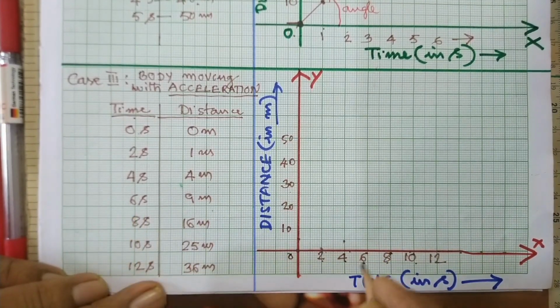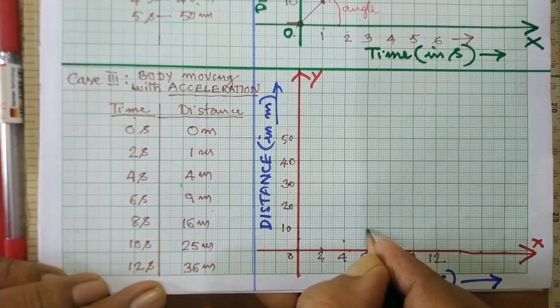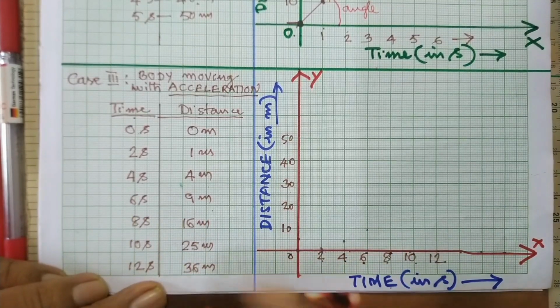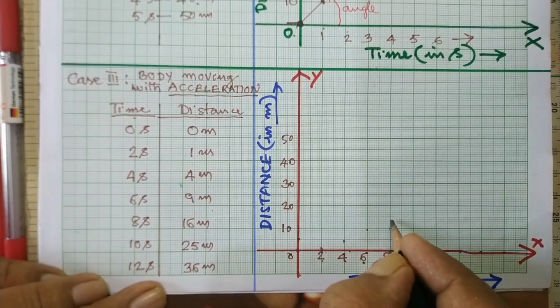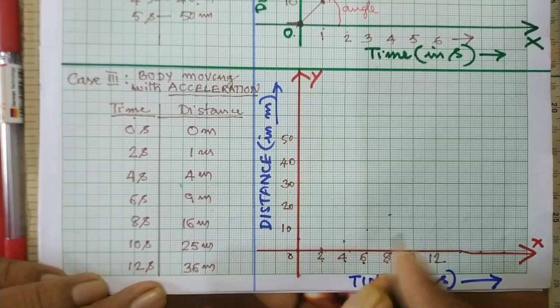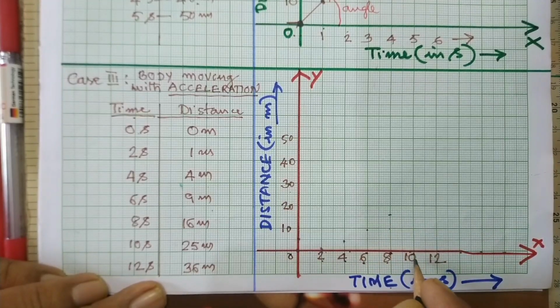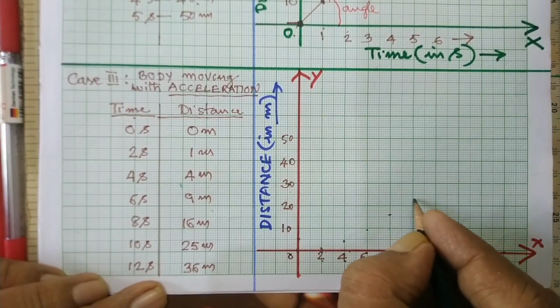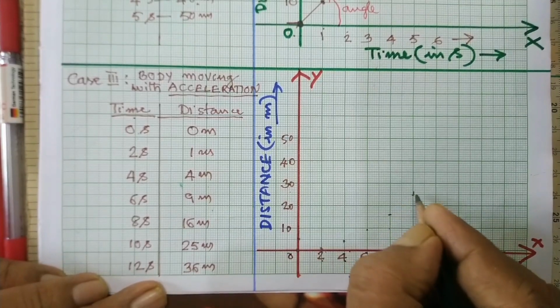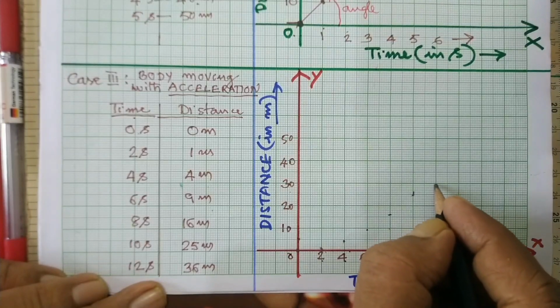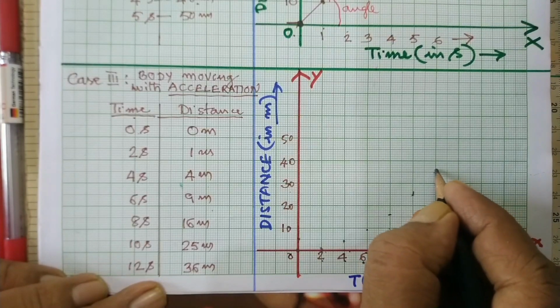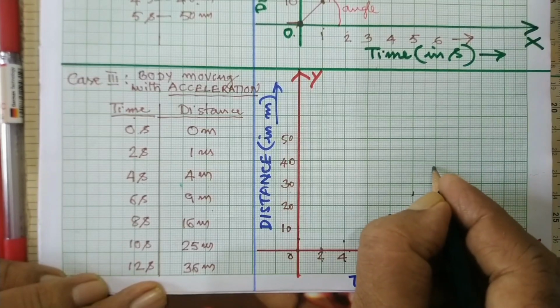Then 6 seconds 9 meter means 9 millimeter line we have to draw here. Then 8 seconds it is 16. 16 means 10 here, 11, 12, 13, 14, 15, 16 here. Then after 10 seconds, we can say in the graph 25 meter. Where it is 20, 21, 22, 23, 24, 25, this is here. Okay. 12 seconds, 36 it is. 36 means 30 here, 35 here, 36 is this one. These are all the points.